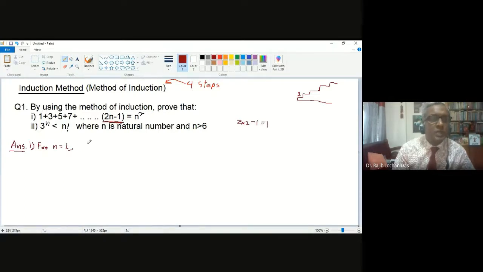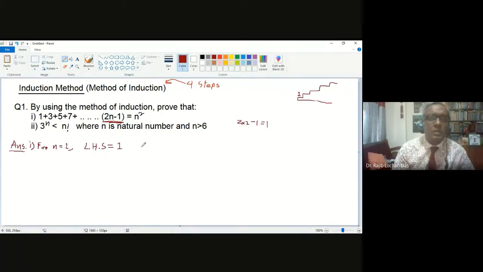So if n equals 1, what do we have on our left side? On our left side, we have only 1. So you can directly write 1, no problem, because we are taking the first number, it is 1, and we are taking n equal to 1. This is also the same thing, it is 1. So this is our left side.